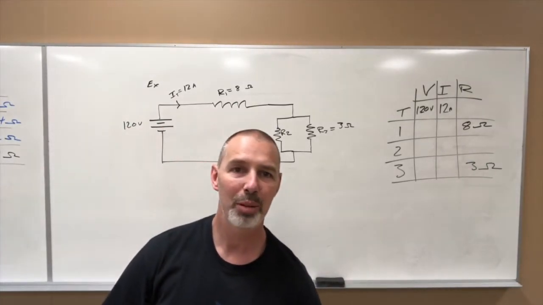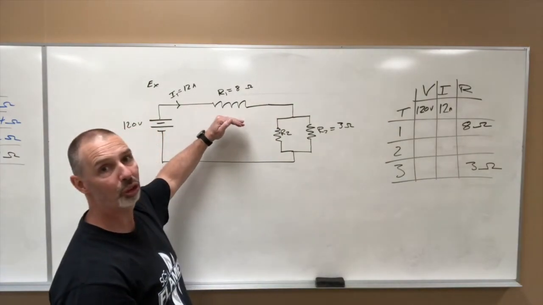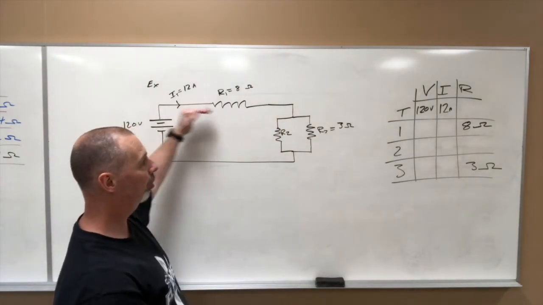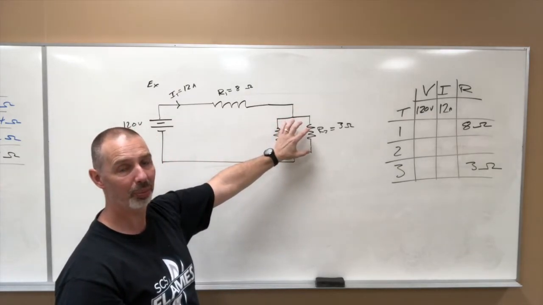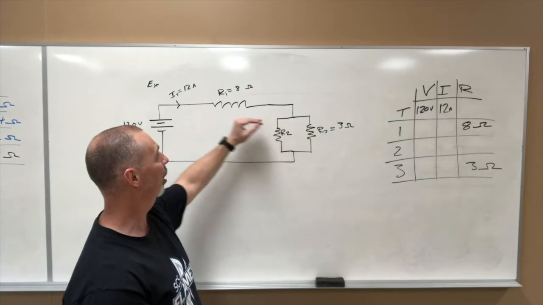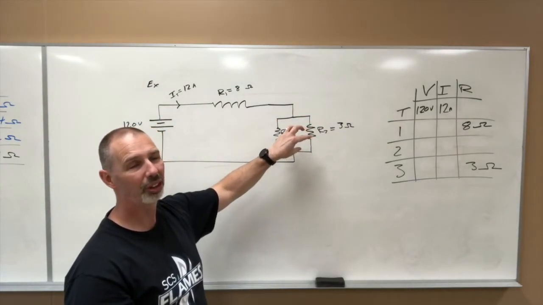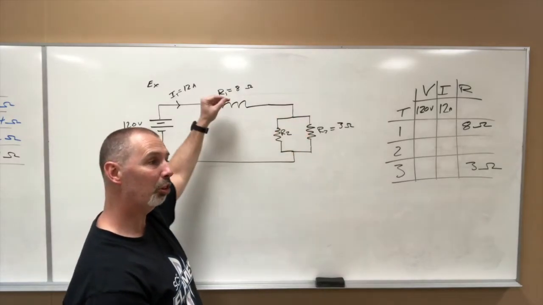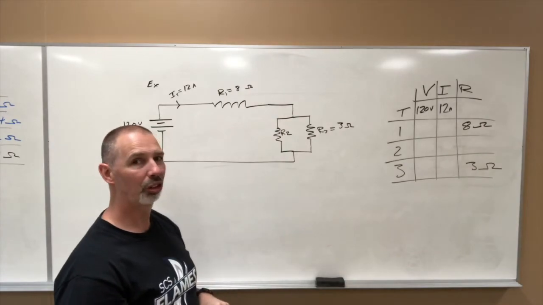Alrighty, ready for example number 3? So in this example, we have a resistor that is in series with the circuit, and then we have this part here that is in parallel. This parallel part is considered to be in series with the first part. So we have two sections here that will combine to make one circuit.